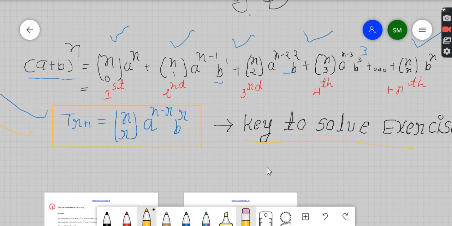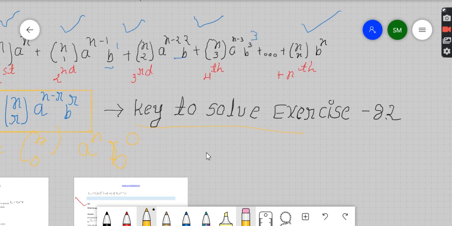Say suppose I want to find out first term, then put r equal to 0. Alright, if you put r equal to 0, then nC0 a raised to n, b raised to 0. You can see this is nothing but the first term. Similarly, you can find out second term. That is, put r equal to 1. Alright, put r equal to 1, you will get second term.